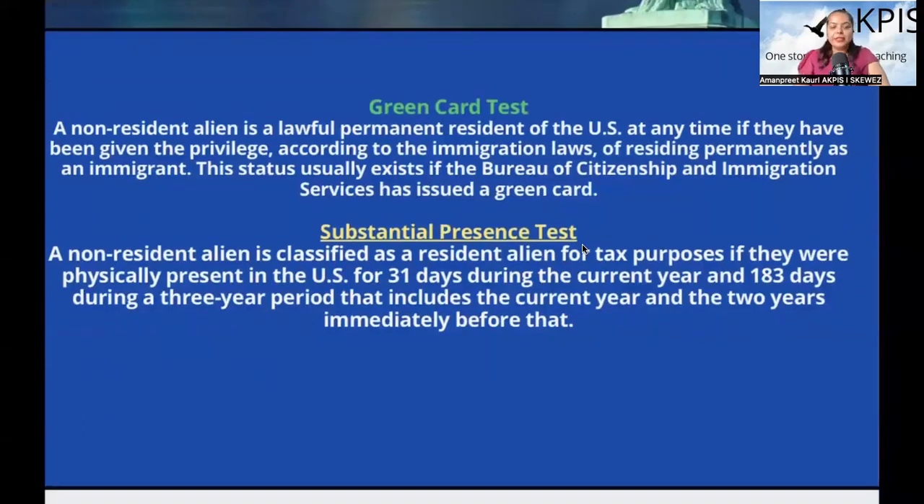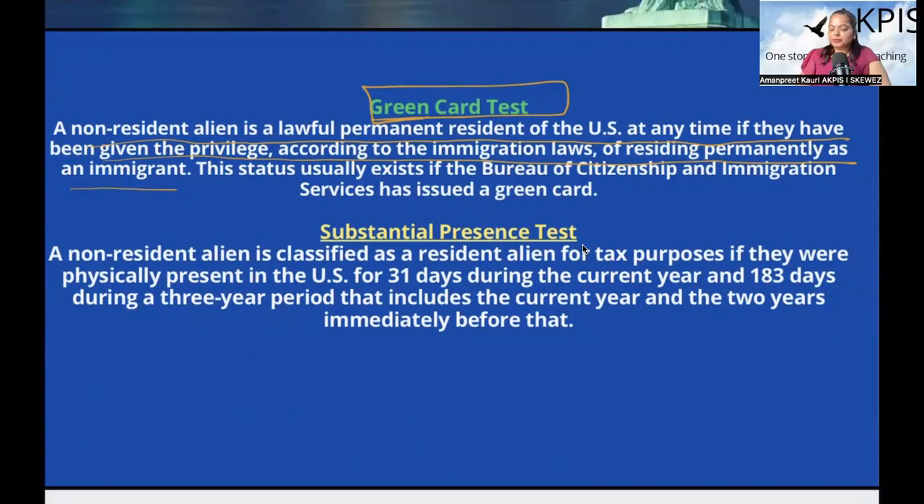So if we specifically talk about the green card test, a non-resident alien is a lawful permanent resident of the US at any time if they have been given the privilege, according to the immigration laws, of residing permanently as an immigrant. That means you are there in the United States of America for any reason. You may have immigrated there on a student visa, or on a work permit, H-1B visa, or for any other reason.